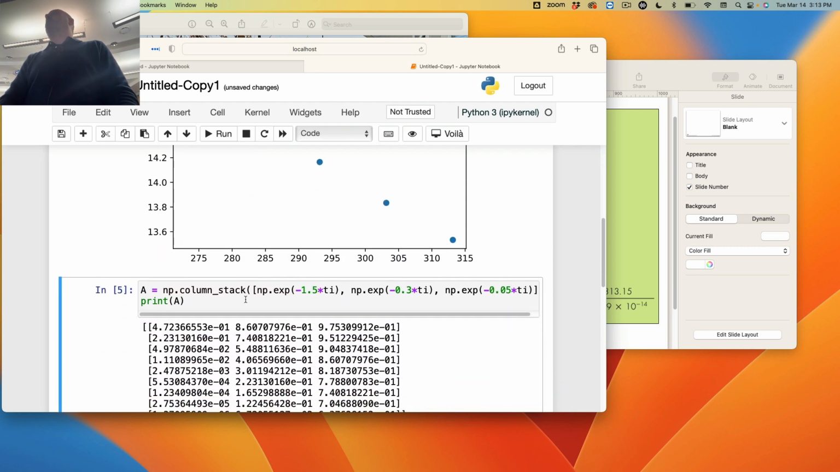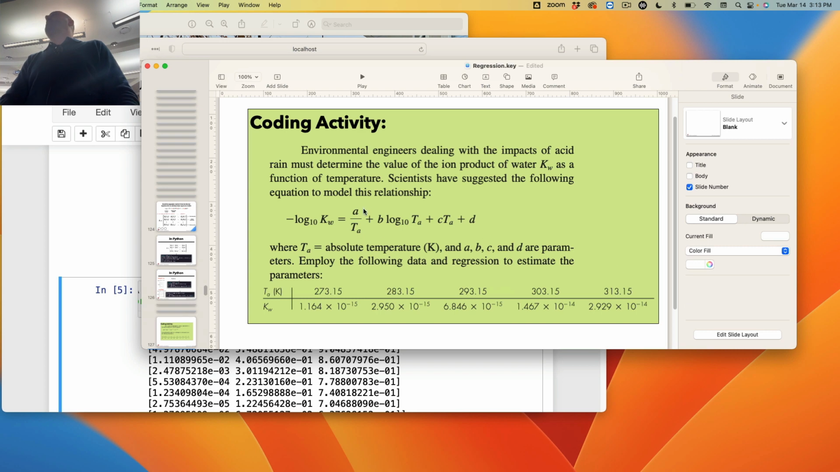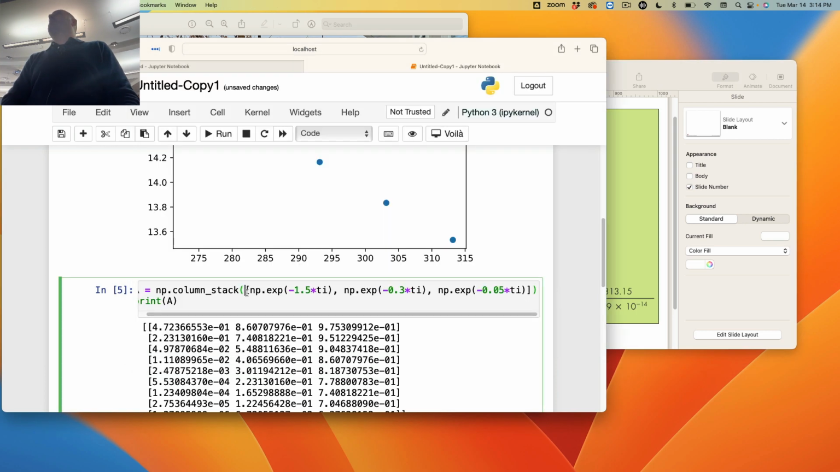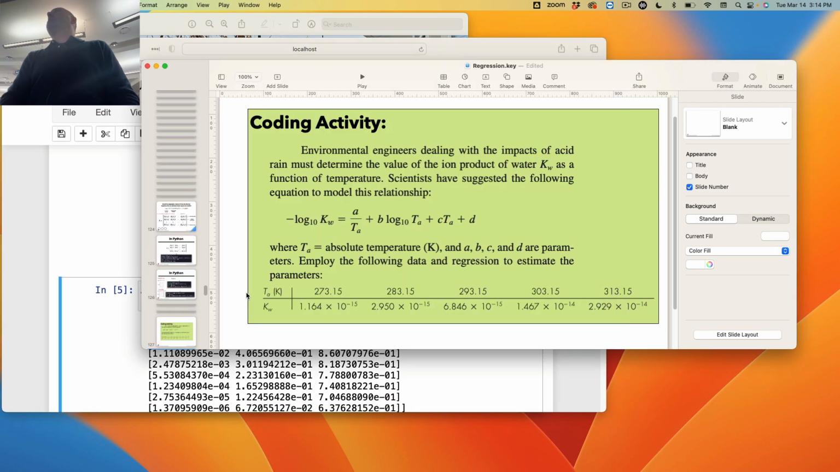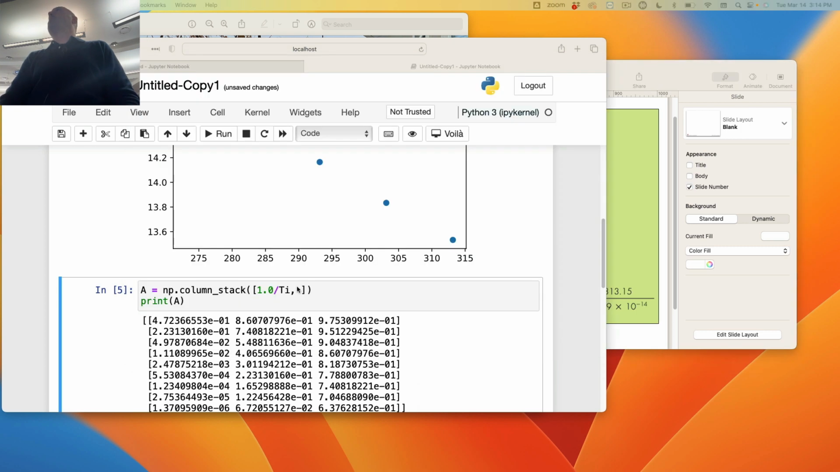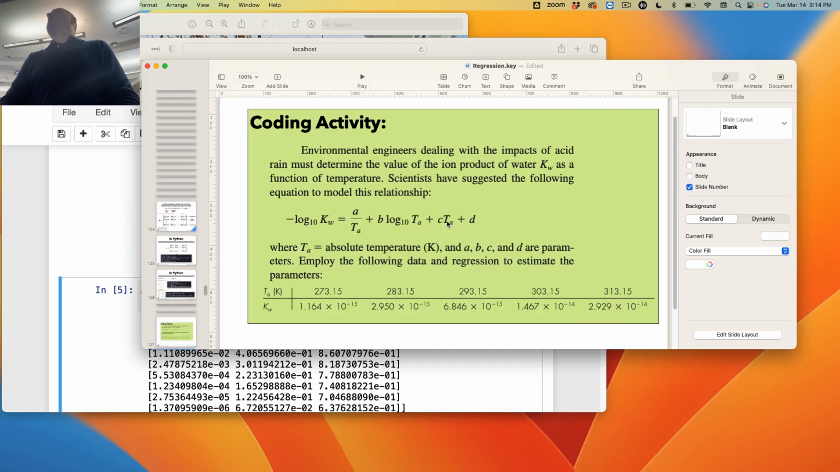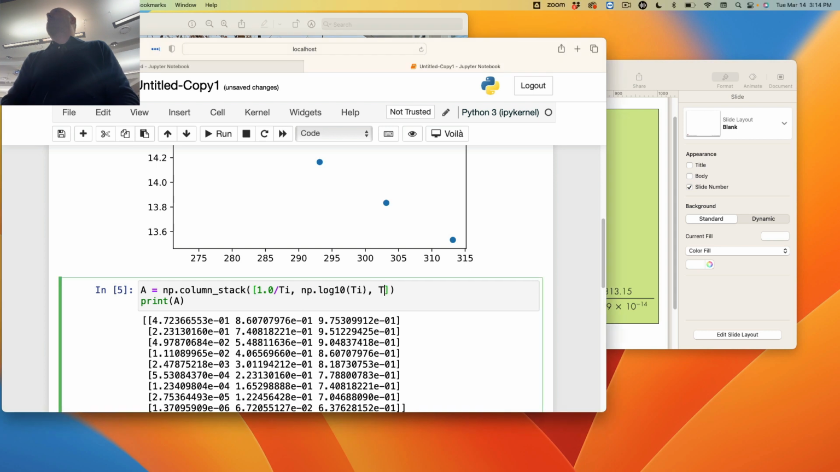The rest is almost identical, okay? So now, what are our basis functions? We have 1 over t, log 10 t, t, and 1, in that order. So here's what I'm going to do. I'm going to put 1 over ti. The second basis function is np.log10 of ti. And then the third basis function is ti, and the fourth one is 1.